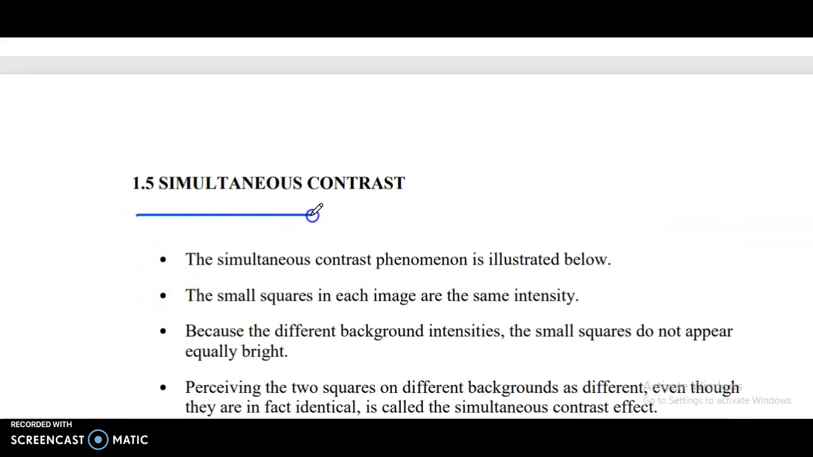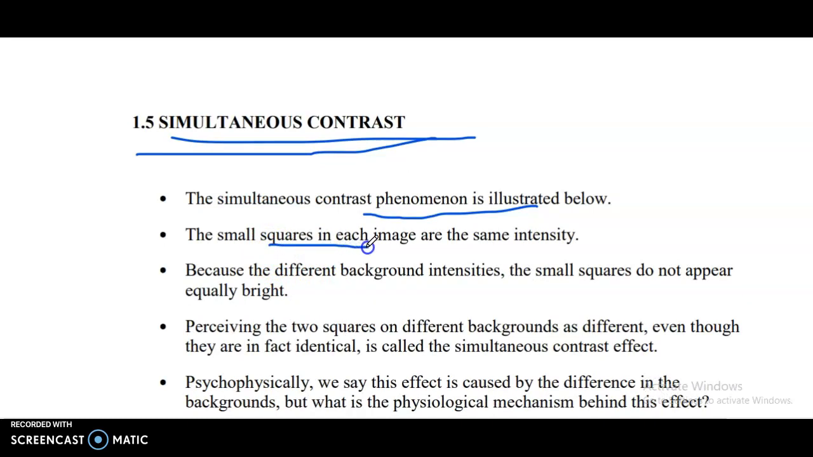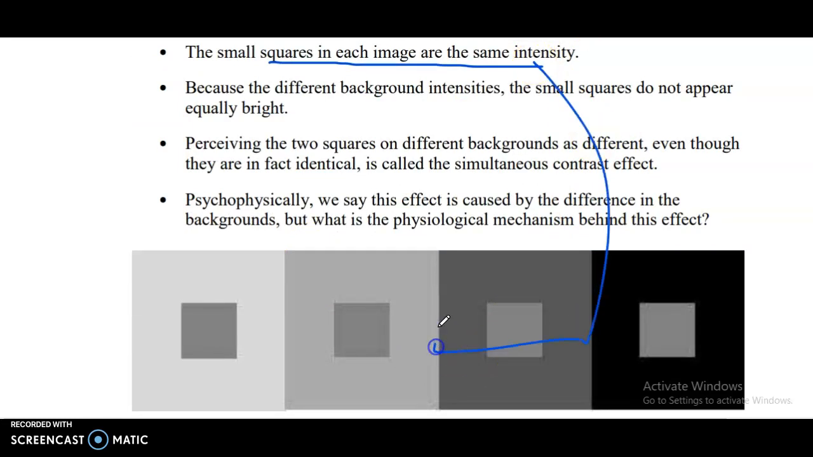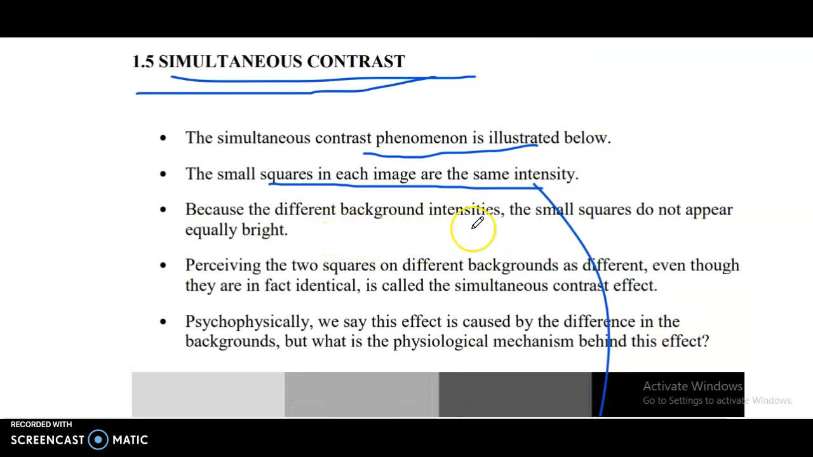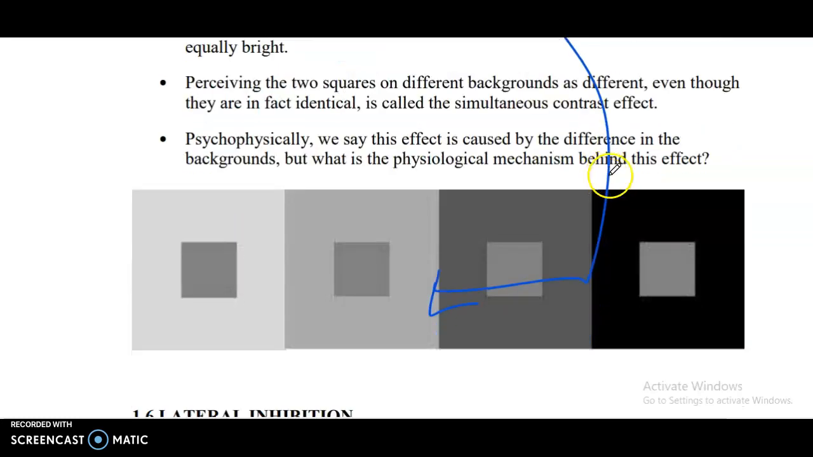Simultaneous contrast. The simultaneous contrast phenomenon is illustrated below. The small squares in each image are the same intensity. Because of the different background intensities, the small squares do not appear equally bright. Perceiving the two squares on different backgrounds as different, even though they are in fact identical, is called the simultaneous contrast effect.